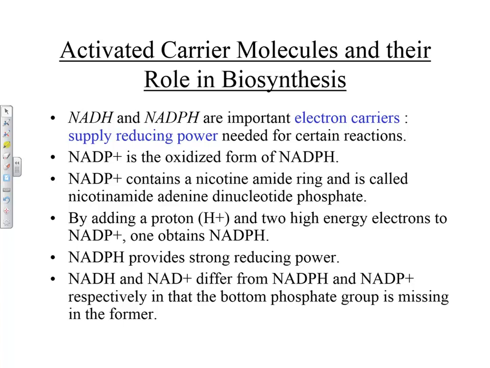So towards the end of the last lecture, I was trying to give you examples of activated carrier molecules. One example that we discussed in detail was ATP, adenosine triphosphate. We've also talked about the ATP-ADP cycle. I also talked about ADP, adenosine diphosphate, then AMP, adenosine monophosphate, and cyclic AMP, which is the signaling molecule used in the cell to indicate a low energy state.